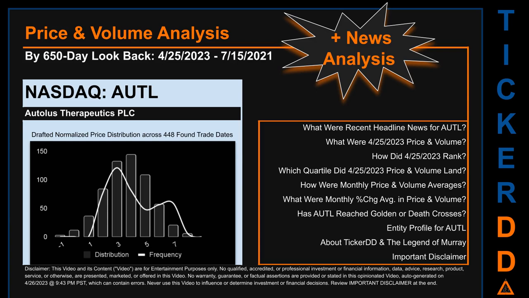AUTL went public on June 22, 2018, which was roughly 4 years and 10 months ago. Looking back 650 calendar days from Tuesday, April 25, 2023 to Thursday, July 15, 2021, we found 448 applicable trade dates for use in our analysis.